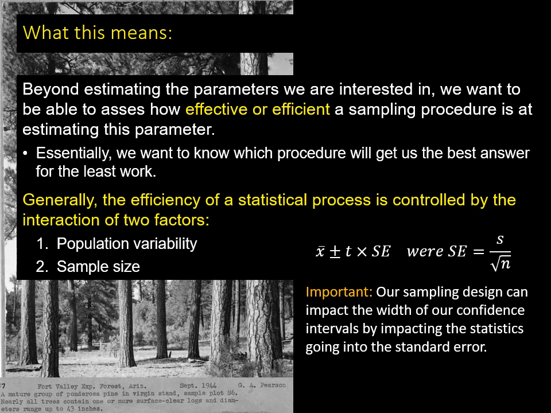Beyond estimating the parameters we are interested in, we want to be able to assess how effective and efficient a sampling procedure is at estimating this parameter. Essentially, we want to know which procedure will get us the best answer for the least work. When we look at how efficiently a statistic provides an estimate of a population parameter, two things interact to control this process: the population variability and the sample size.